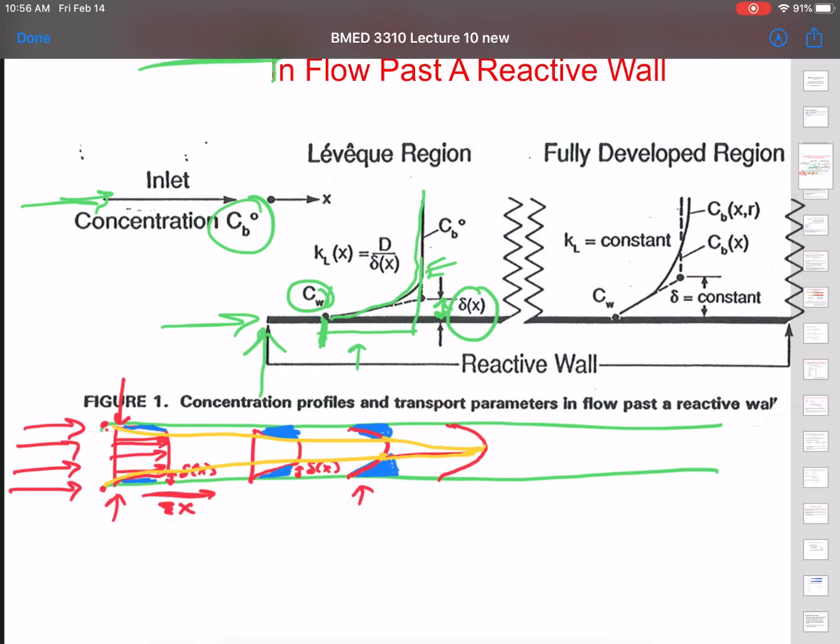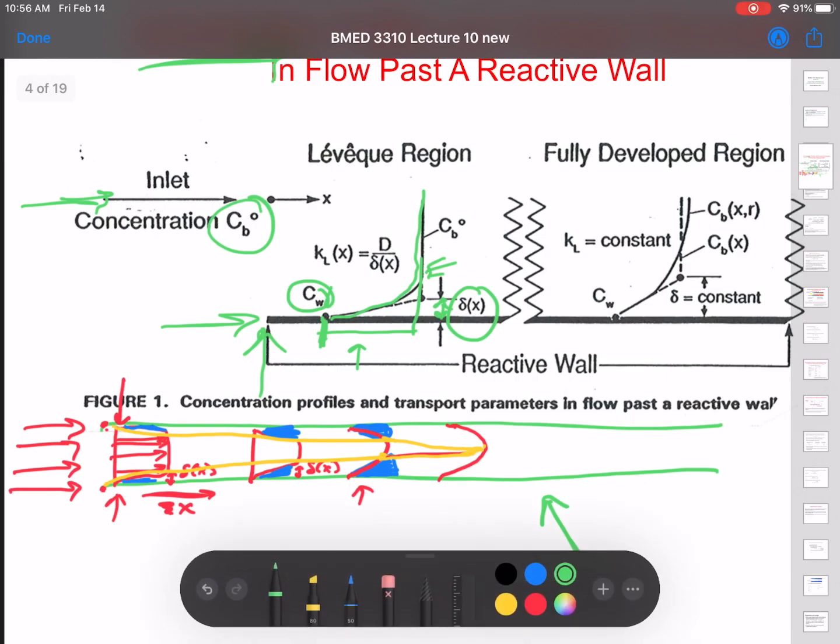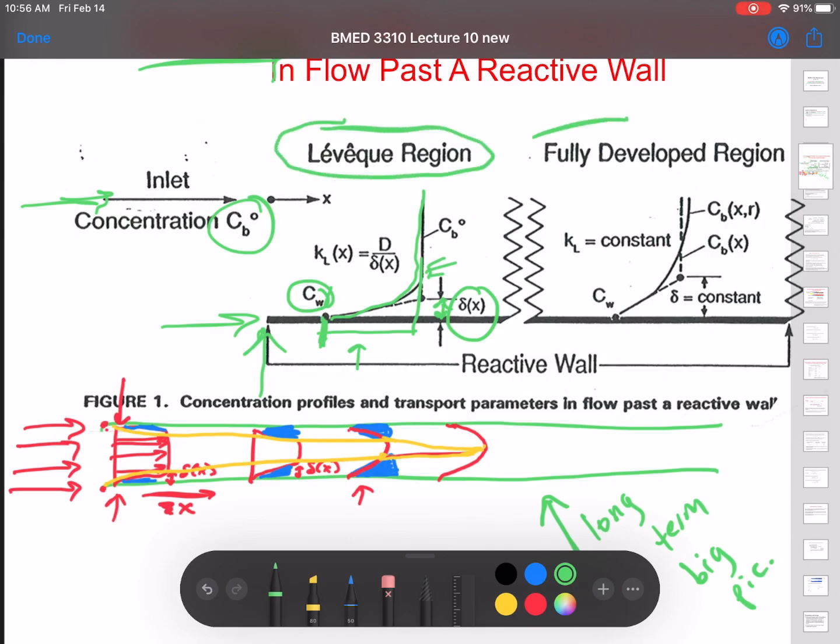So this picture that we've done down here is kind of the long-term big picture of this whole system. And then up here we have a split into two regions, right? One which is before there's fully developed flow, and one after. So that's like this. That's the fully developed area.